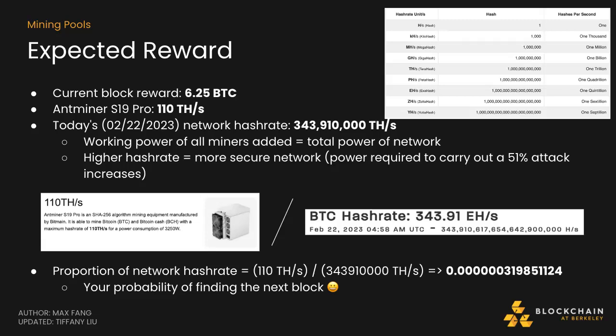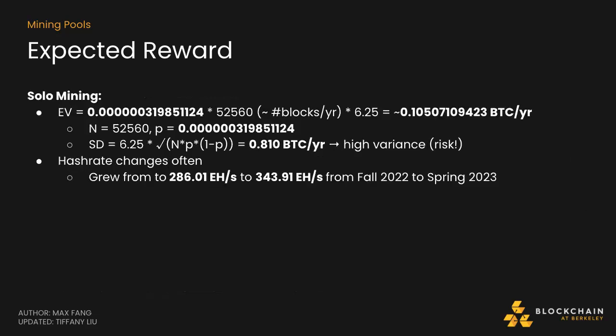Down here, we do the proportion of network hash rate. If I have, again, an Antminer S19 Pro, I have 110 terahashes per second, and the total network hash rate is 343,910,000 terahashes per second. My hash power divided by the total network hash power is this number, which is very, very small. And that's your probability of finding the next block. So with solo mining, my expected rewards of Bitcoin per year is going to be that number.